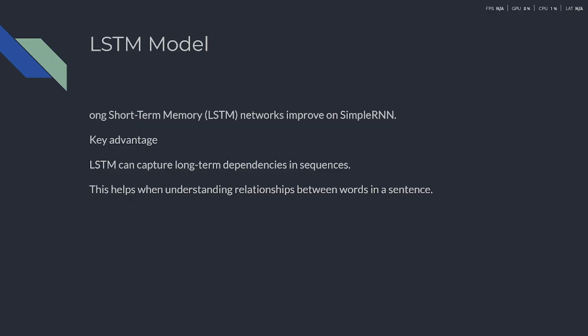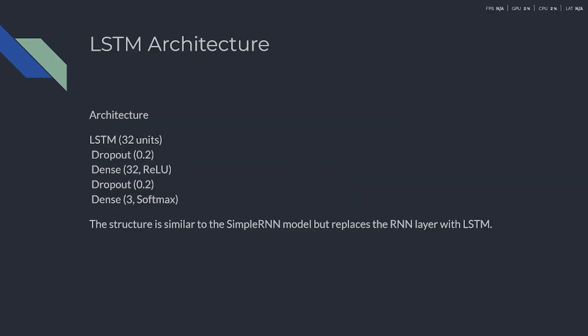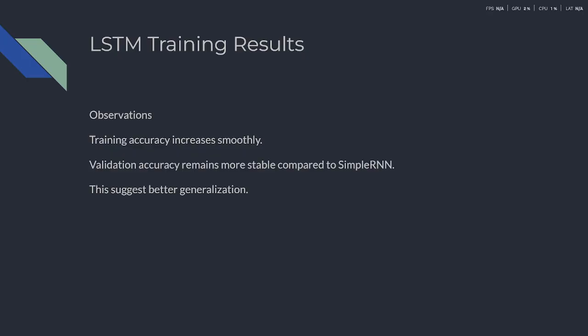LSTM model. An LSTM model was implemented because LSTMs are generally better at capturing long-term dependencies in sequences. This is the LSTM architecture. The LSTM architecture is similar to the simple RNN model, but replaces the recurrent layer with an LSTM layer. The LSTM model achieved higher validation accuracy and more stable training behavior.